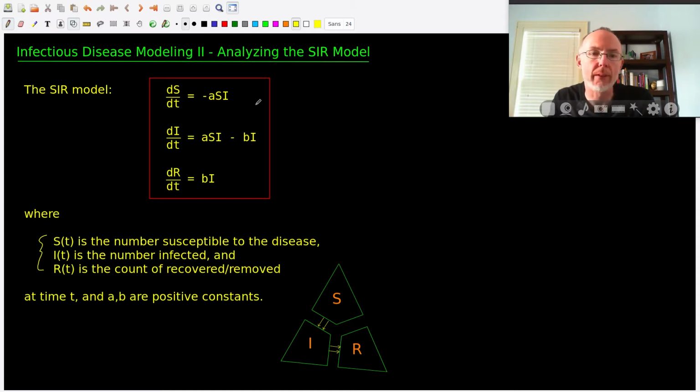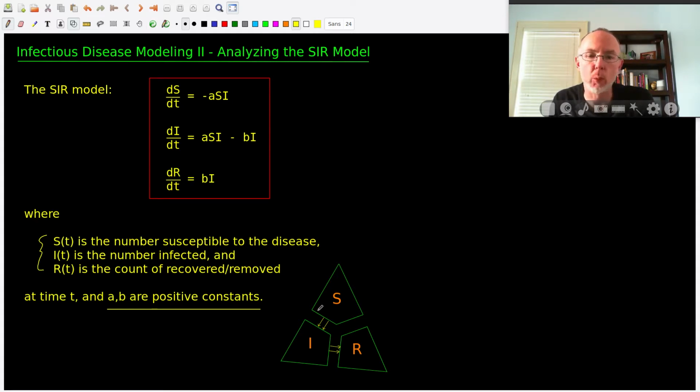We derived this set of nonlinear coupled differential equations to describe this system, and that involves two unknown constants, A and B, that are parameters of the system. They're positive. And these are functions of time. So S, I, and R are all functions of time.